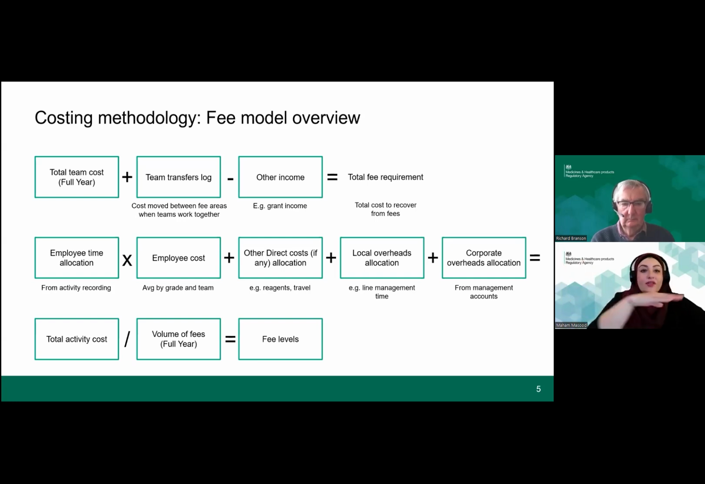So if you look at the first line, how we work this out is the total team cost for the entire year, and then team transfers in. What does that mean? It means, for example, when someone is working on a licensing application, it's not just people from licensing working on that. They would be people from other parts of the agency working on them too. For example, someone from safety and surveillance, benefits risk team, etc.